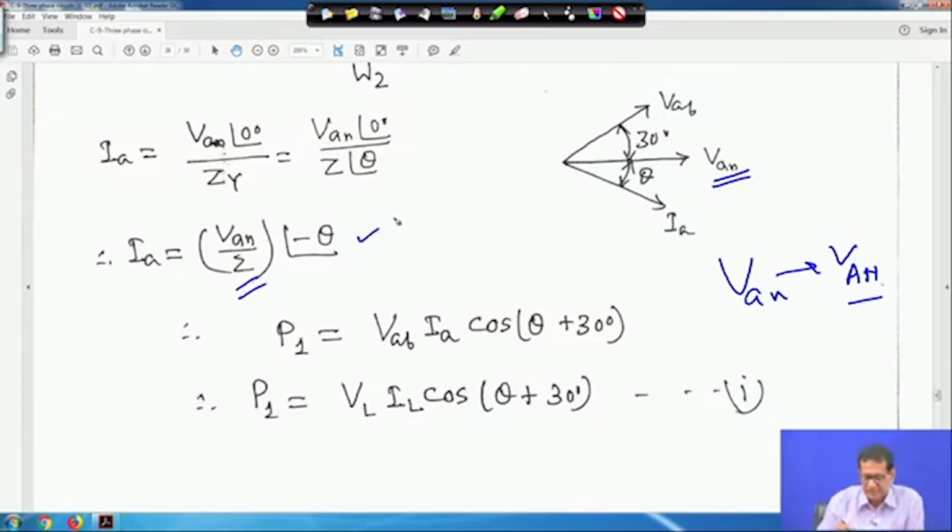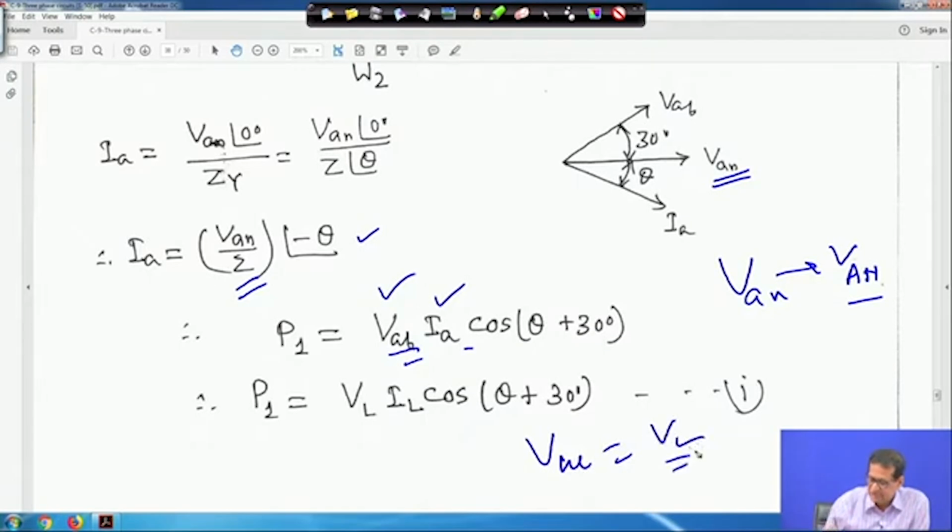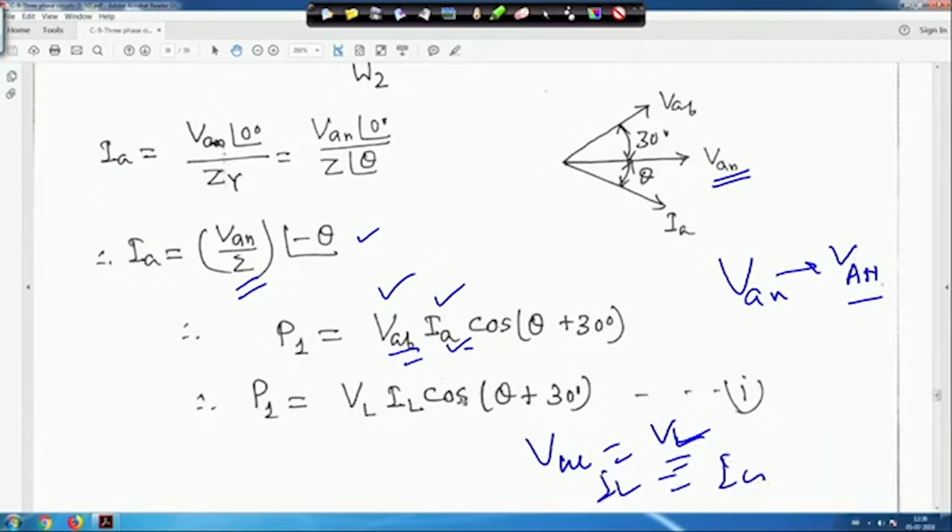Therefore, P1 is equal to VAB IA cos (theta plus 30). This is magnitude, this is magnitude. VAB is equal to a line voltage, so it is VL, and IL is equal to IA, the line current. So, it will be VAB IA cos (theta plus 30 degree), or we can write VL IL cos (theta plus 30 degree). This is equation 1. This is the reading of your wattmeter 1, right.